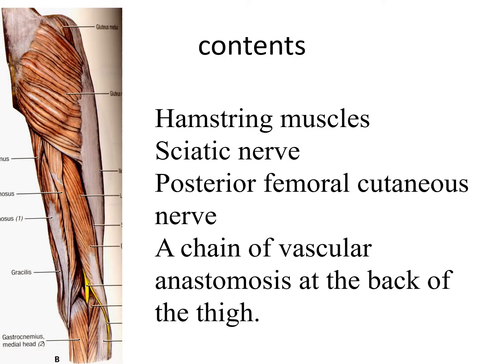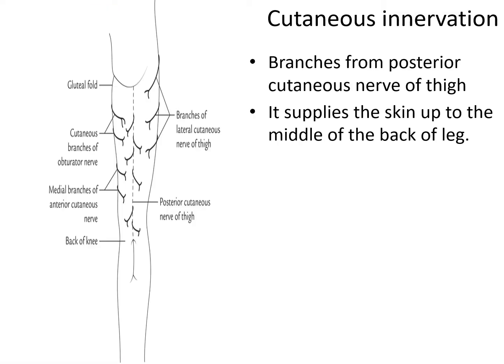The contents of the back of thigh are the hamstring muscles, the sciatic nerve, the posterior femoral cutaneous nerve, and a chain of vascular anastomosis. Cutaneous innervation is mainly supplied by branches from the posterior cutaneous nerve of thigh. It supplies the skin up to the middle of the back of thigh. You see these are the cutaneous nerves.